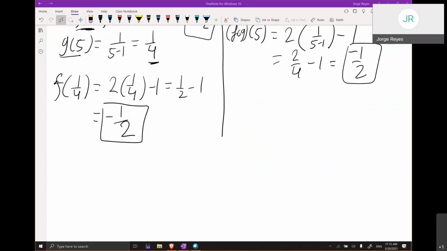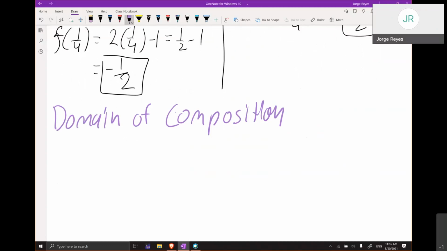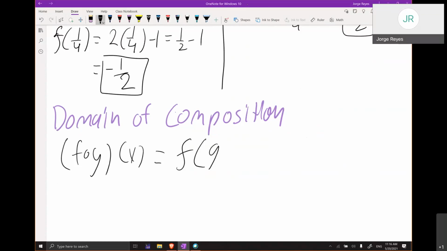Now, moving on to more examples, but now I have to worry about the domain. Some of you may have noticed that I didn't talk about the domain for a little bit. That's because it's complicated. So the domain of a composition function. Again, when you compose functions, you're sticking the right function inside of the left function. So outside, inside.